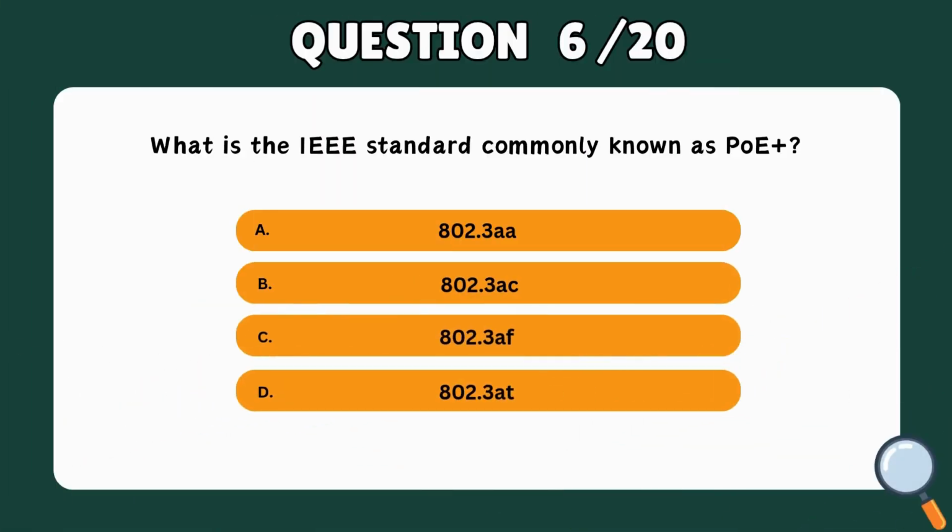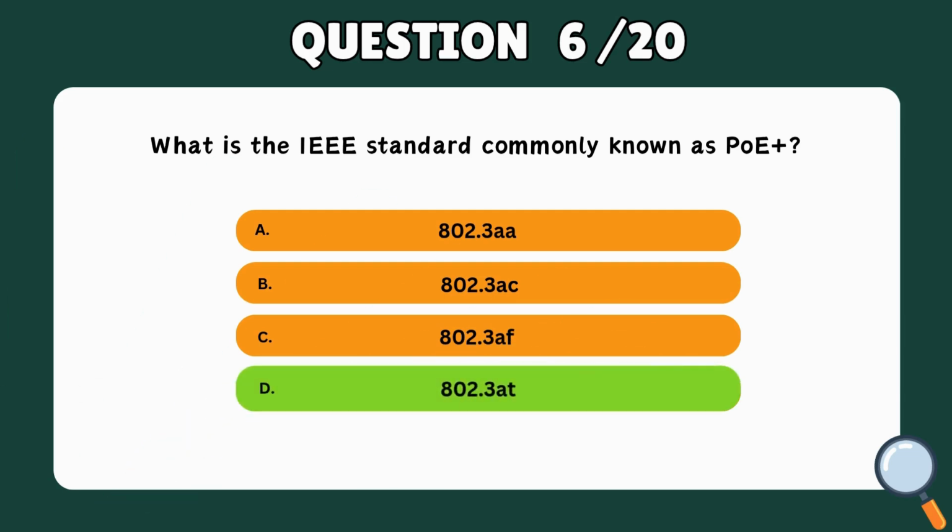Question 6. What is the IEEE standard commonly known as PoE+? A. 802.3aa. B. 802.3ac. C. 802.3af. D. 802.3at.